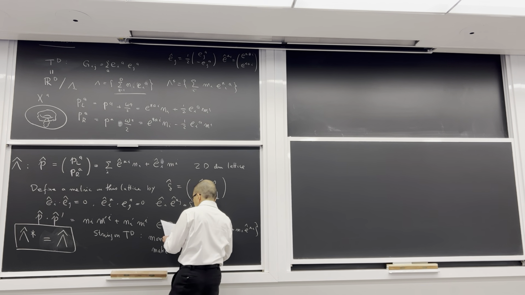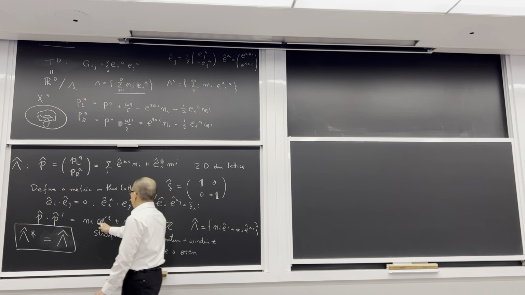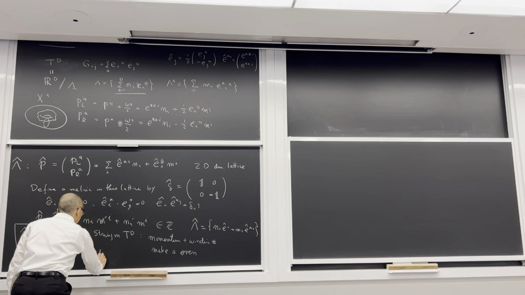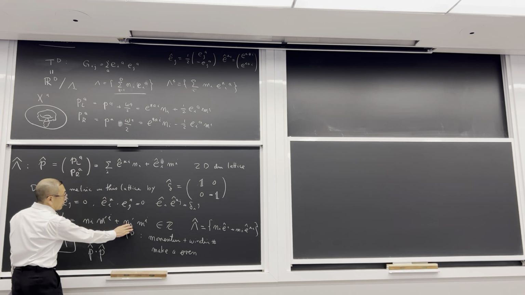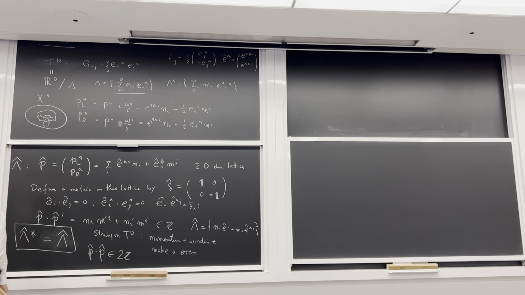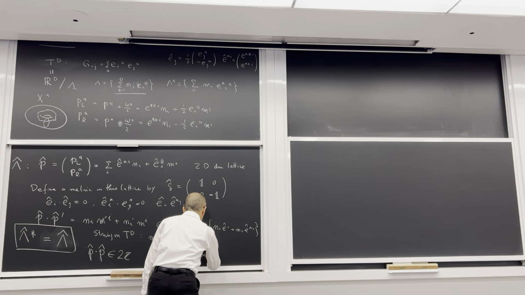self-dual lattice. Oh, by the way, I forgot to say that because of this, if you consider the inner product of momentum by itself, since these two terms are the same, this in particular is an even integer. So this is called an even self-dual lattice.